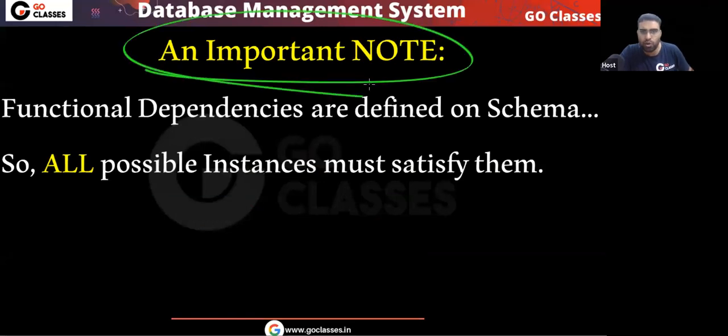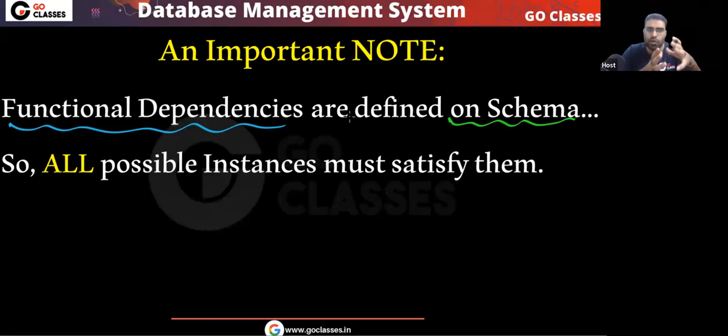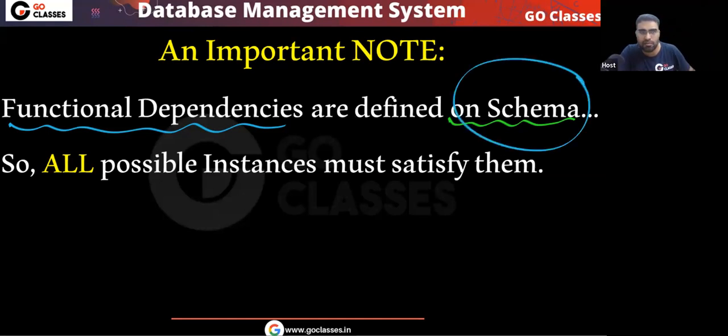Now, one important note I want to tell you: functional dependencies are defined on the schema. They are not defined on the instances. Do you remember I told you that integrity constraints are defined on the schema? When we were discussing referential integrity, entity integrity, domain integrity, key constraints, basically all the integrity constraints, I told you that they are defined on the schema, not on the instances.